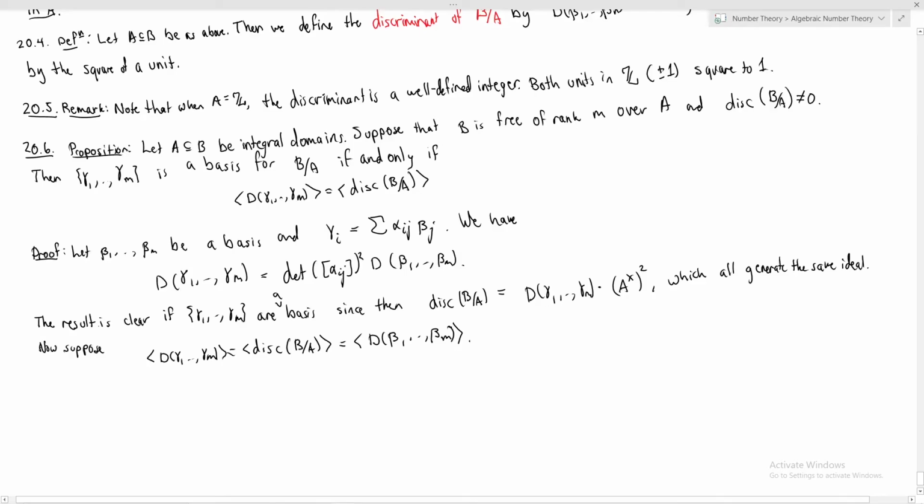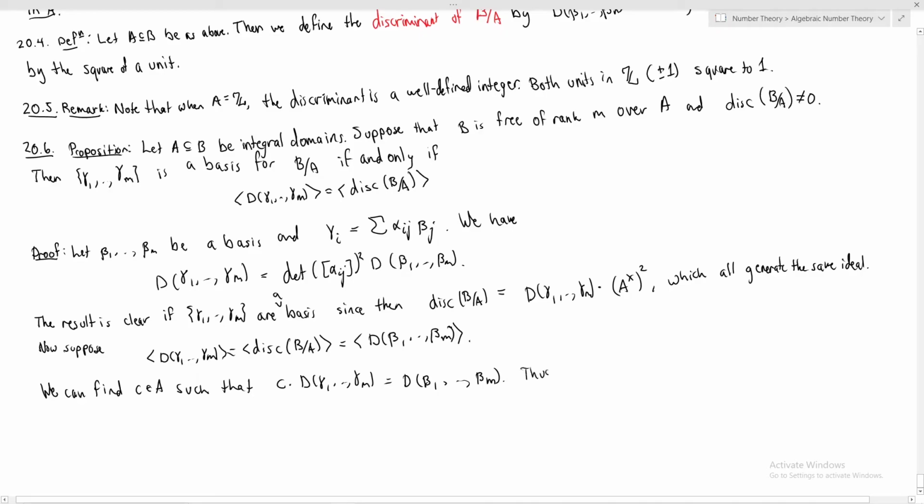Well, this means that we can find c in A such that c times this discriminant of these guys, gamma 1 through gamma m, equals, so this discriminant of the gamma i's has to divide the discriminant of the beta i's now, beta 1 through beta m. Okay. Now, what does that buy me?